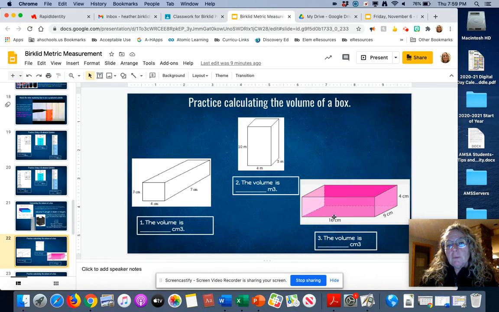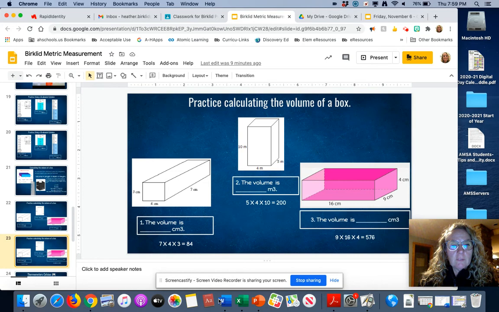And then here you would take 16 times 9 times 4. So here our answers, again, are 84, 200, and 576 centimeters cubed. I should put those answers in the boxes, and I will do that later. But those are your answers for those.